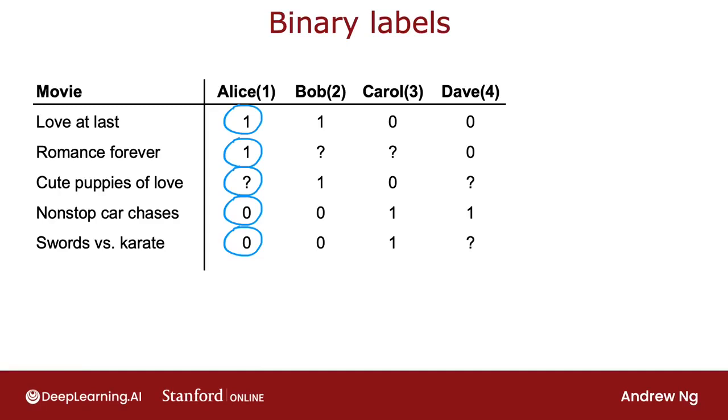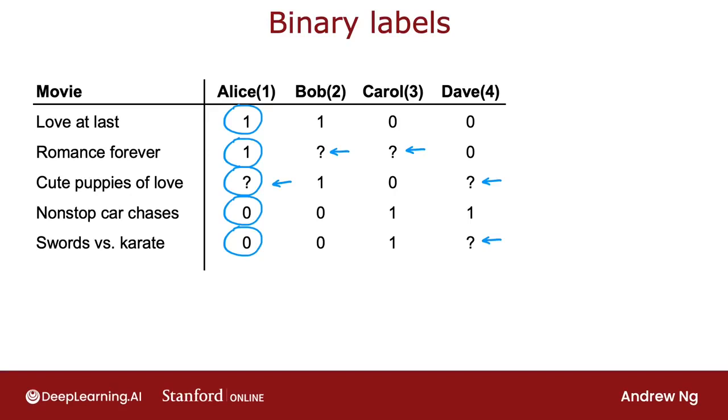So the question is, how can we take the collaborative filtering algorithm that you saw in the last video and get it to work on this dataset? By predicting how likely Alice, Bob, Carol, and Dave are to like the items that they have not yet rated, we can then decide how much we should recommend these items to them.